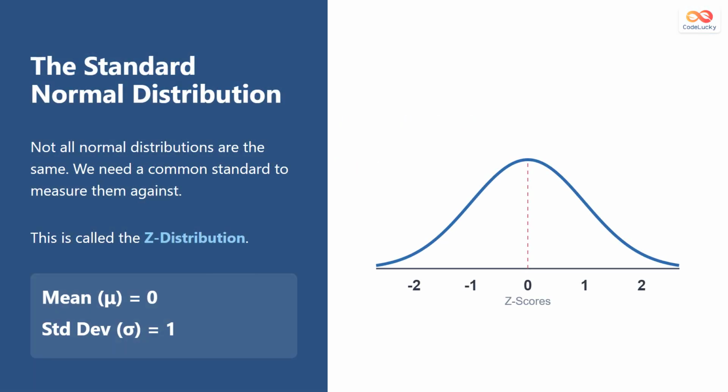Because there are infinite possibilities for means and standard deviations, we cannot have a table for every single curve. Instead, we use one common standard called the standard normal distribution, or the z-distribution. This special curve always has a mean of 0 and a standard deviation of 1.